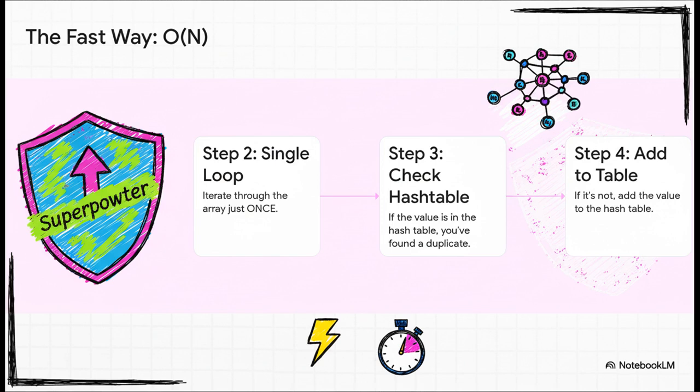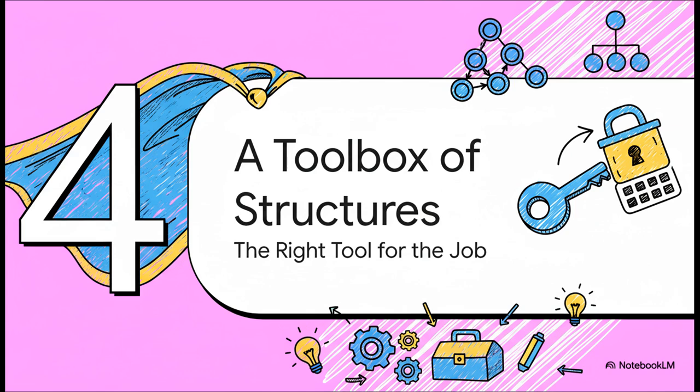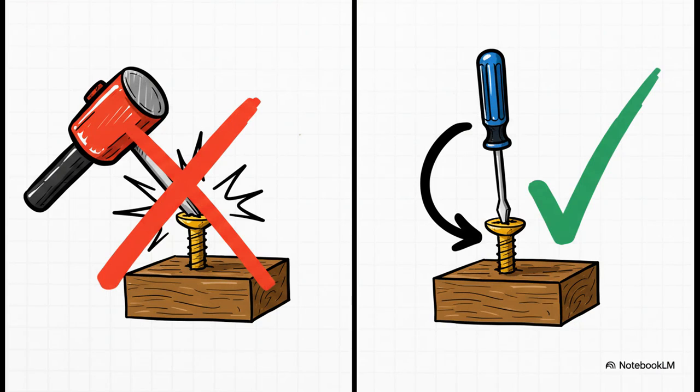That is the superpower. Now, the hash table is just one tool. The real power comes from realizing you have a whole toolbox full of these data structures, and each one is perfectly designed for a specific kind of job. Choosing the right data structure is exactly like choosing the right tool for a home improvement project. I mean, you wouldn't use a sledgehammer to hang a picture frame, right? Knowing what's in your toolbox lets you pick the perfect tool to make your code efficient and clean every single time.